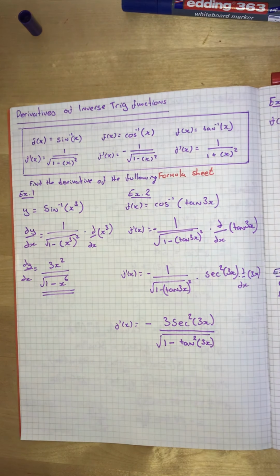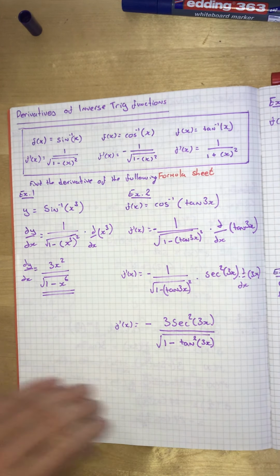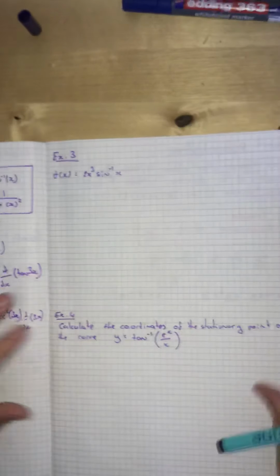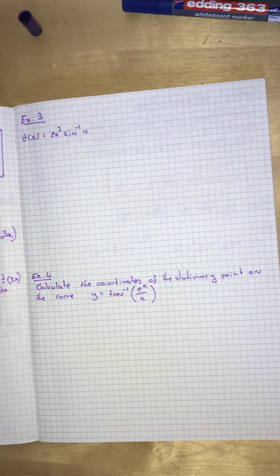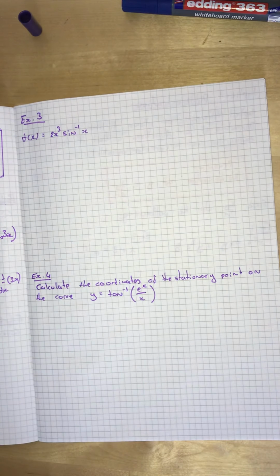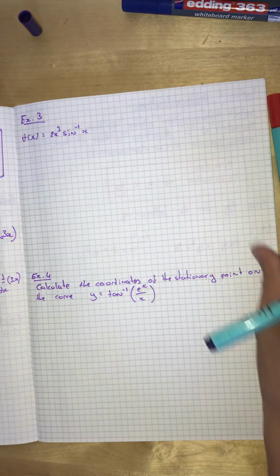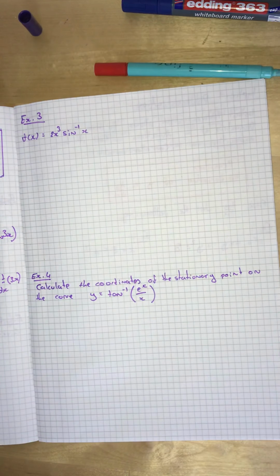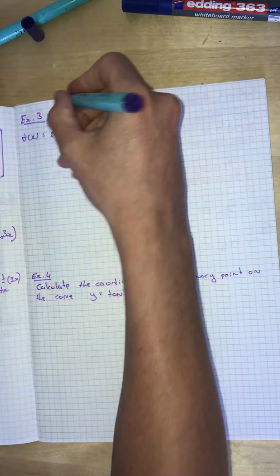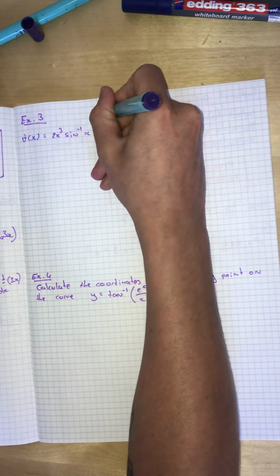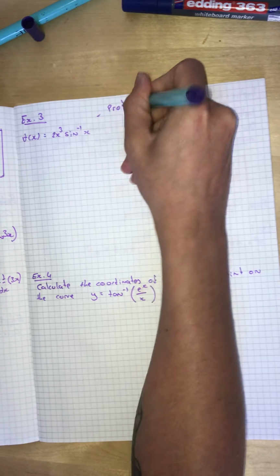Okay, so I'm going to do a slightly more complicated one because, again, like I said, we can't just forget all of our previous rules of differentiation. I'm now differentiating 2x cubed times the inverse sine of x, and so this is going to be using the product rule.